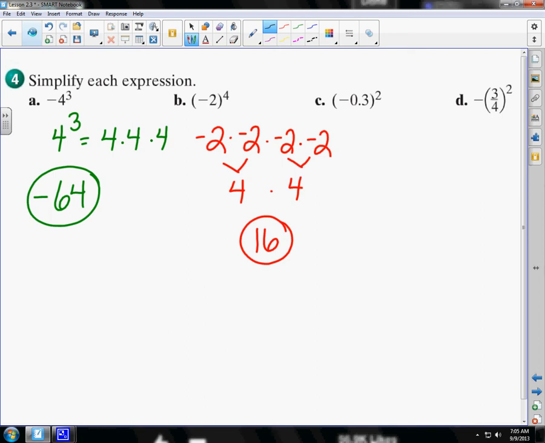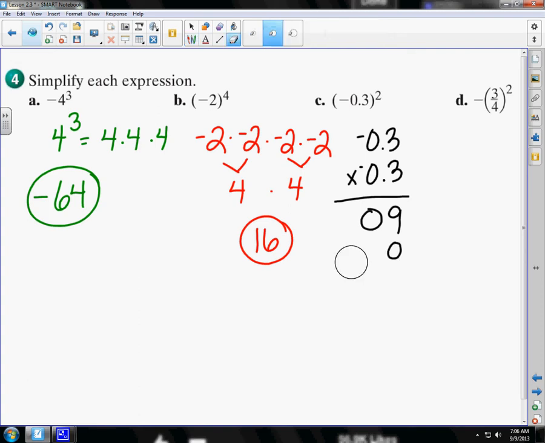Negative 0.3 squared. So this would be negative 0.3 times negative 0.3. So it should look like that if you did it this way. 3 times 3 is 9. 3 times 0 is 0. This 0 you just add, okay. So I have this, and then I have to move my decimal 2 spaces. So it's 0.09, and then a negative times a negative is a positive. So my answer is 0.09.